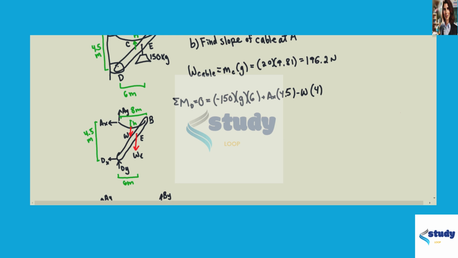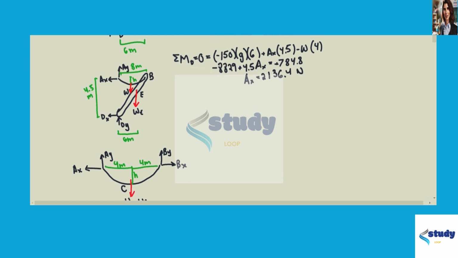So simplifying this, it's negative 8,829 plus 4.5 AX. And I'm going to move the W times 4 over to the other side, so it's going to be positive 784.8. So I'm going to go ahead and solve for AX, which equals 2,136.4 newtons.